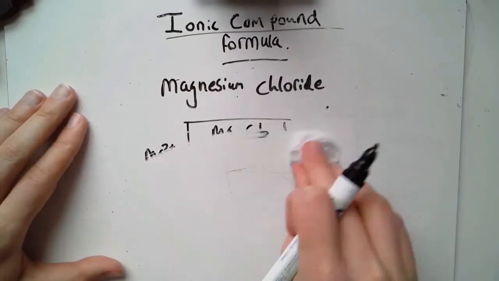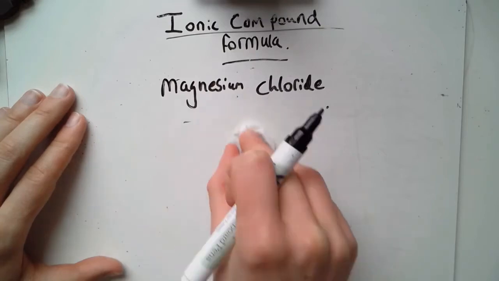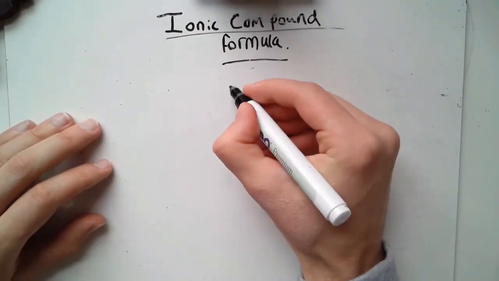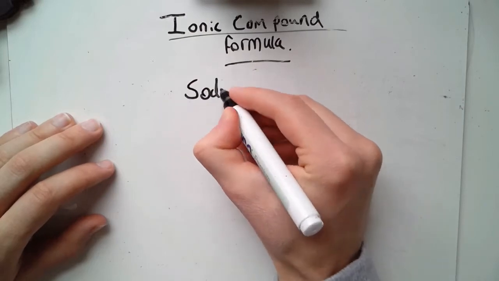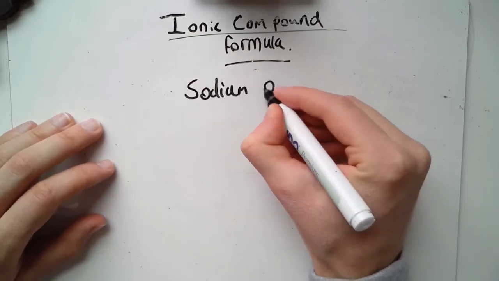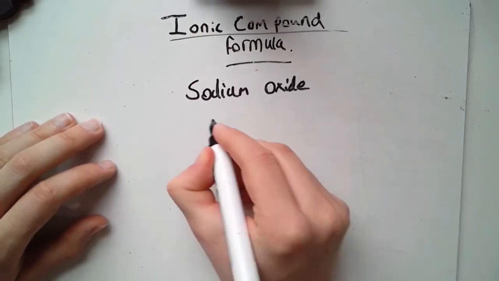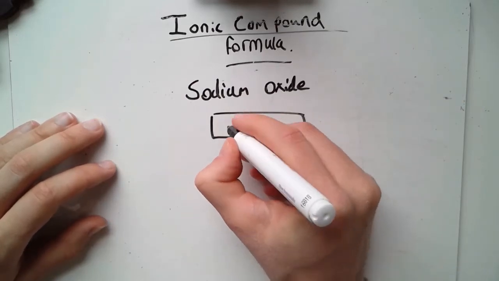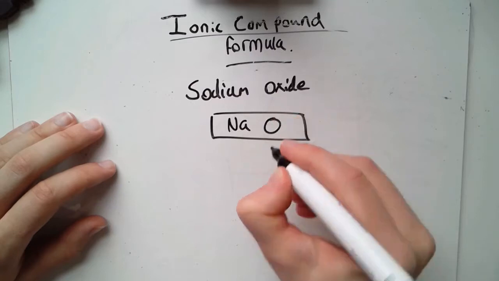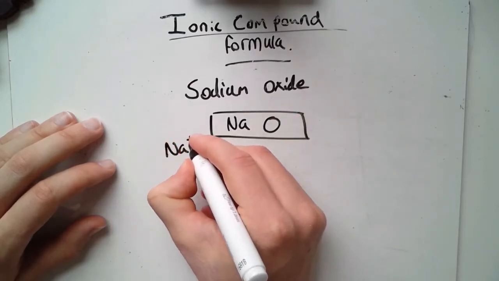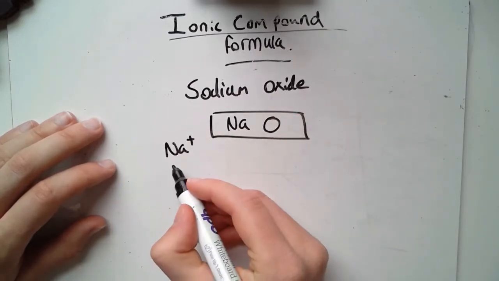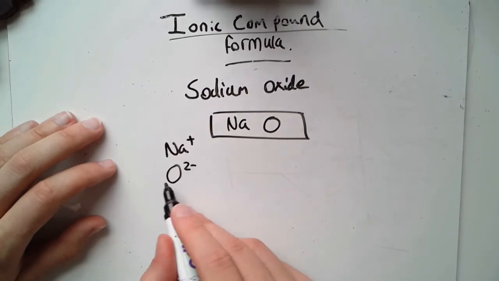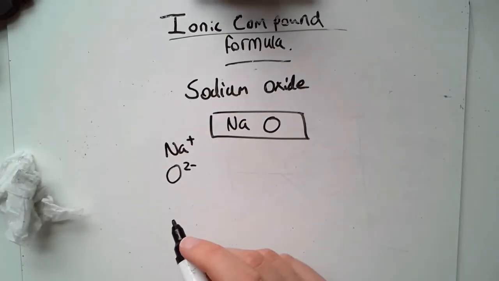Okay, I'm going to do another one now. This time, I'm going to flip it around a little bit. So I'm going to have sodium oxide. So with sodium oxide, what I need to do is I just write Na and O. This is in group 1, so its charge is Na+. This is in group 6, so its charge is 2-.